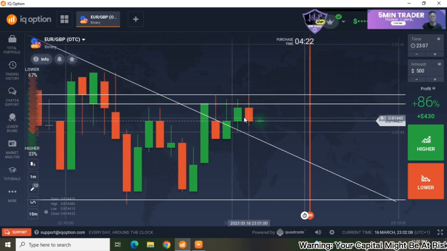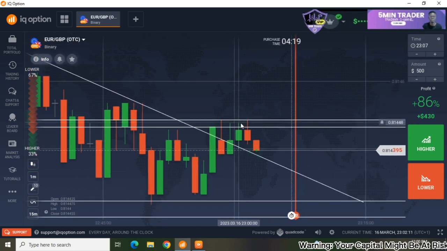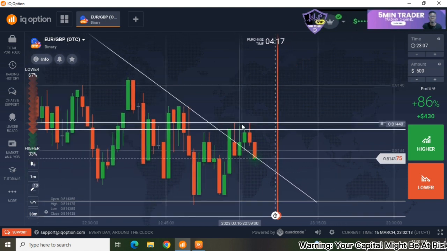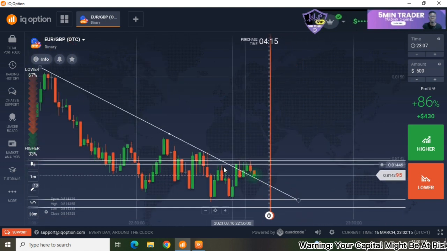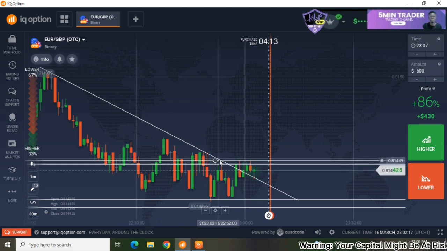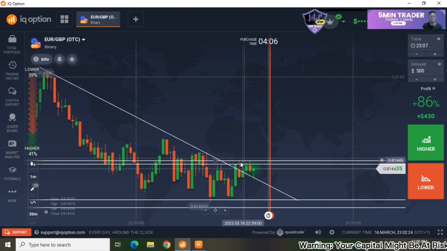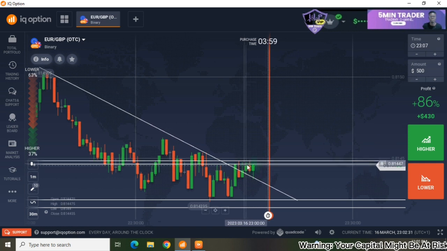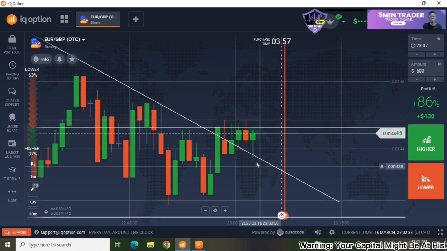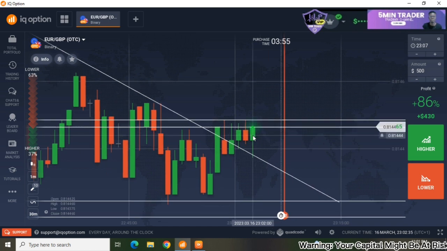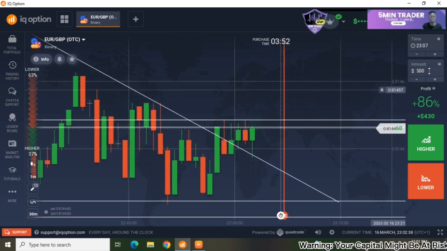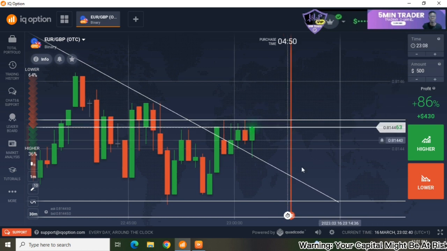So this resistance level is acting like a strong zone in this market, because the market is constantly reversing from it. It has reversed here and it reversed multiple times around here, but if the market finally breaks this level, we expect the market to rise. So we'll wait for that to happen. Right now we don't have any of these in our favor. Let's see what happens with this candle. If it can close above this level, then we will take a trade.